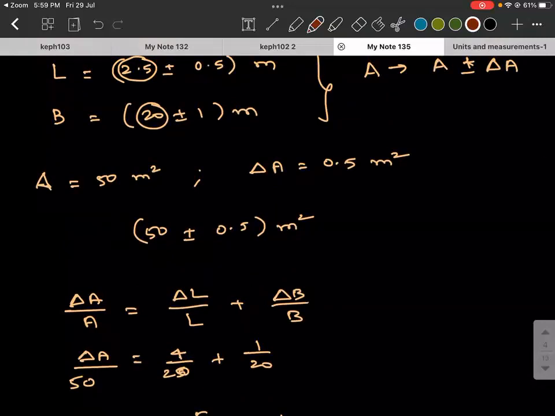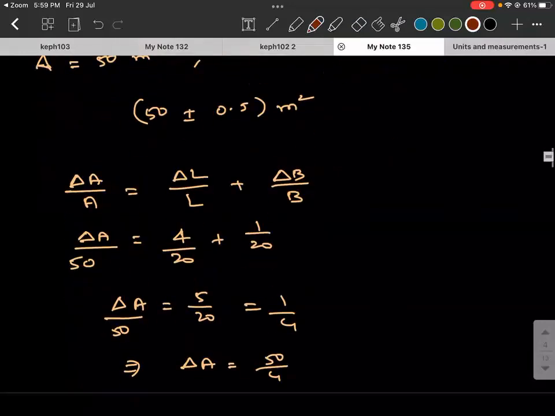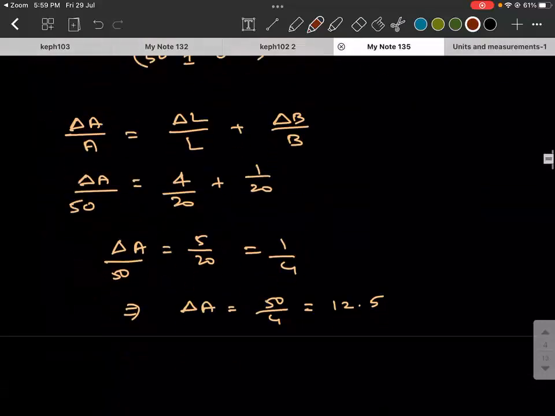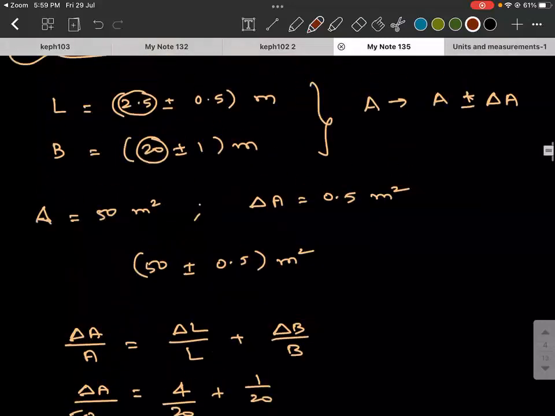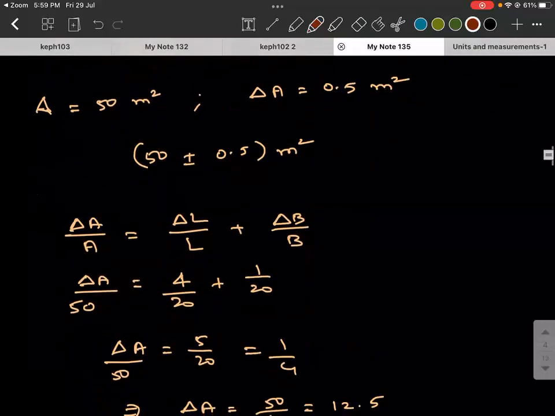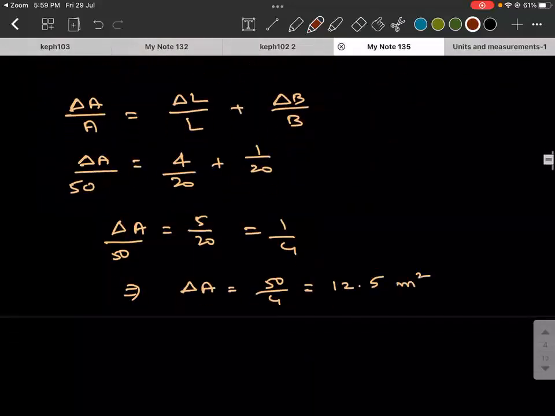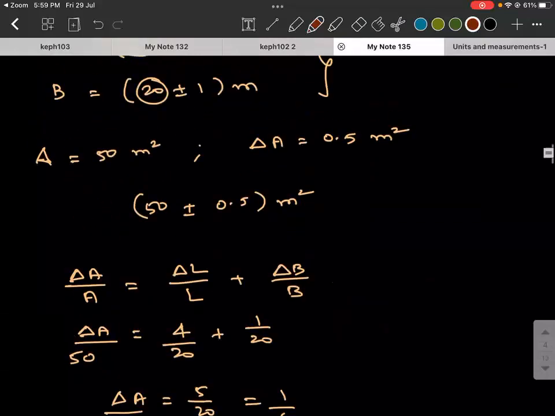So delta L by L, that is 0.5 by 2.5, which is 4 by 20. Five by 20, which is going to be 1.4. So it is going to be 12.5. It's a very big value. So delta A by A. So I would like to make a correction. This is the accurate value.